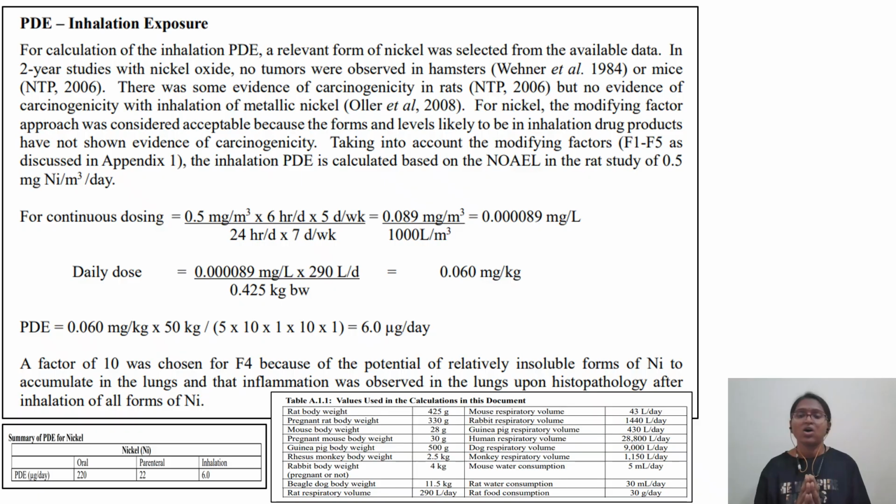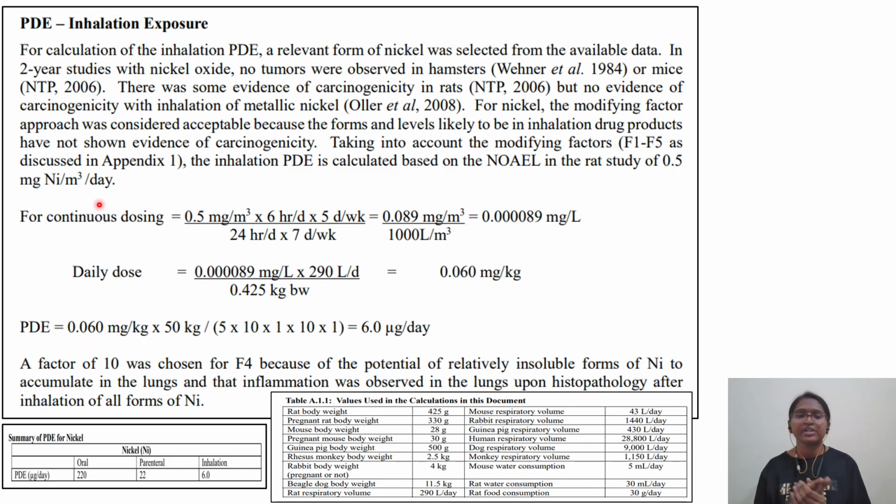Now we'll see how the inhalation PDE value was derived for nickel. Earlier, the hexahydrate salt was considered. Here, for nickel they considered a nickel oxide study, a 2-year study of nickel oxide and metallic nickel. The NOAEL from the rat study was 0.5 mg nickel per meter cube per day.